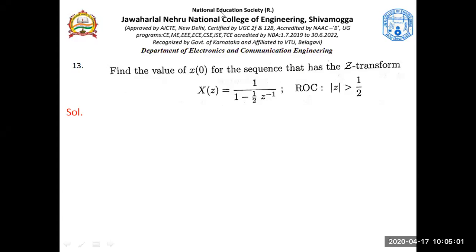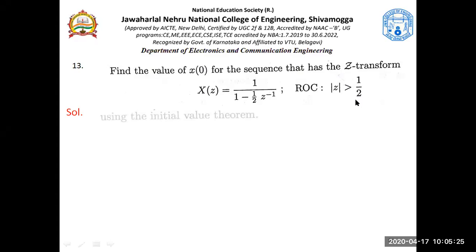This is the problem that we were seeing in the last class. We were asked to find out x of 0, given X of z as the z transform signal. And the ROC is given to be outside the circle with radius half.